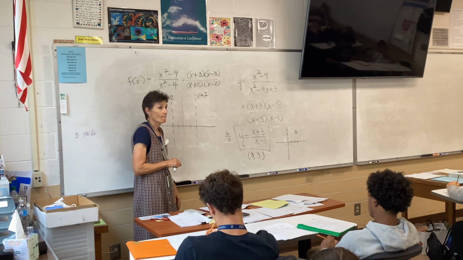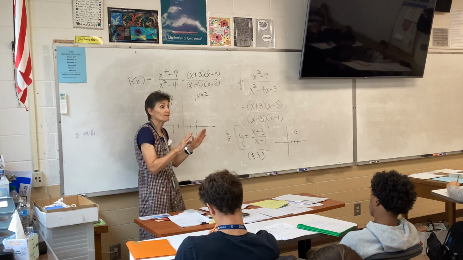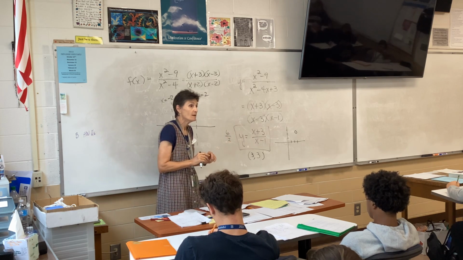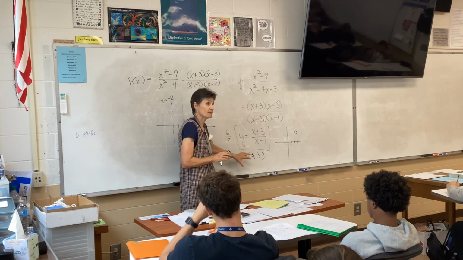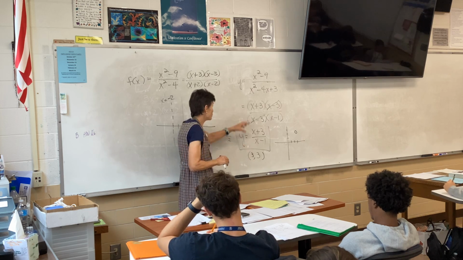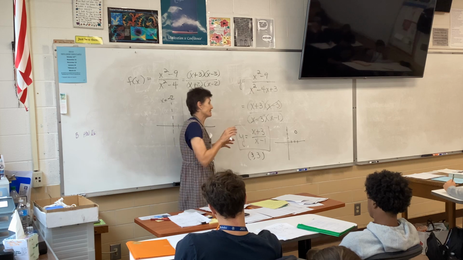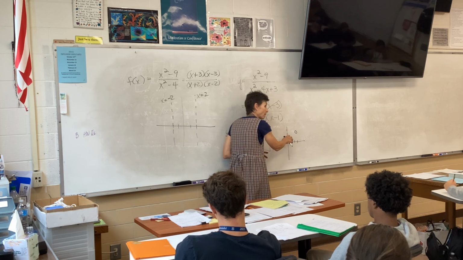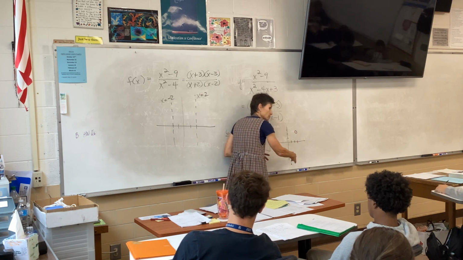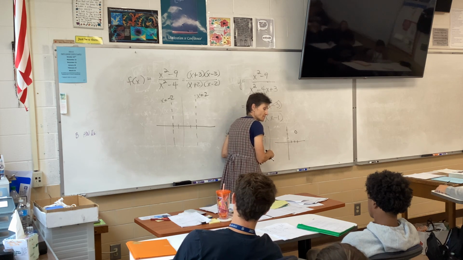Couldn't X also not be 1? Well, I haven't gotten there yet. I'm talking about the removable discontinuity. So this is how you get a removable discontinuity, a hole. You cancel it out of the problem. It's still a gap, but it's not a complete break like an asymptote is.